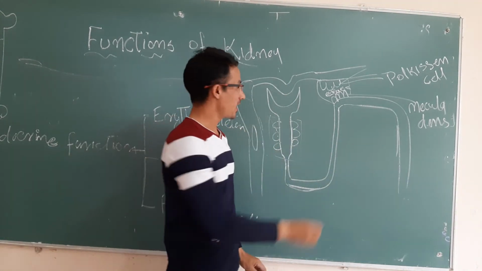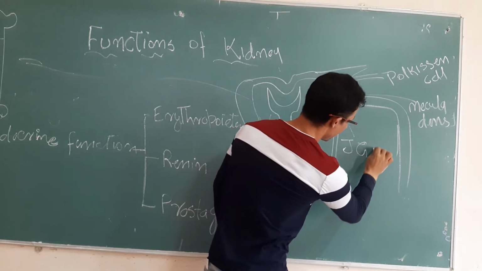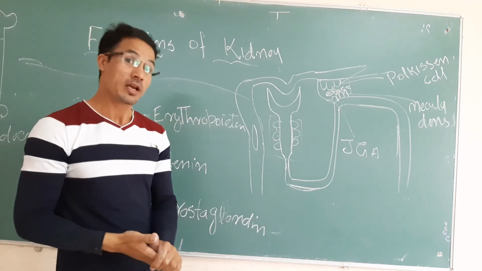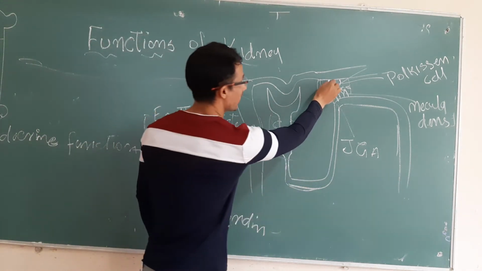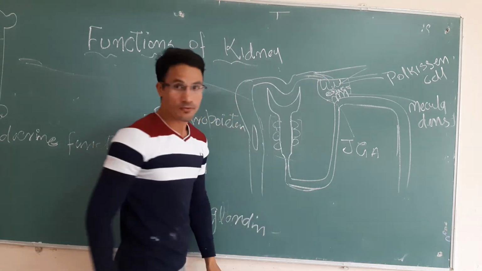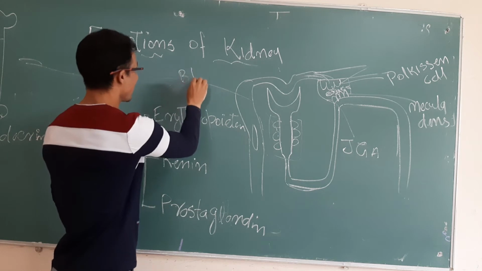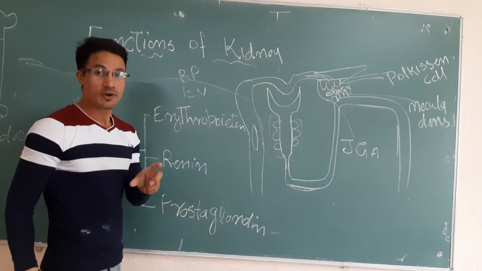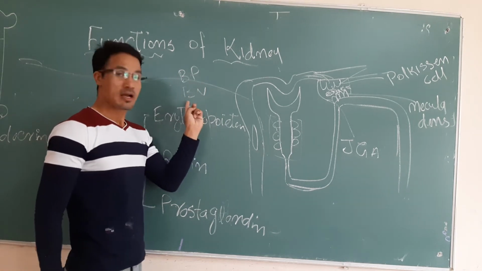That special apparatus is known as the juxtaglomerular apparatus. What is the juxtaglomerular apparatus? It is a part which helps to produce the renin. What is the function of the renin? It maintains the blood pressure and blood volume. The main function of renin is to maintain blood pressure and, second, blood volume.